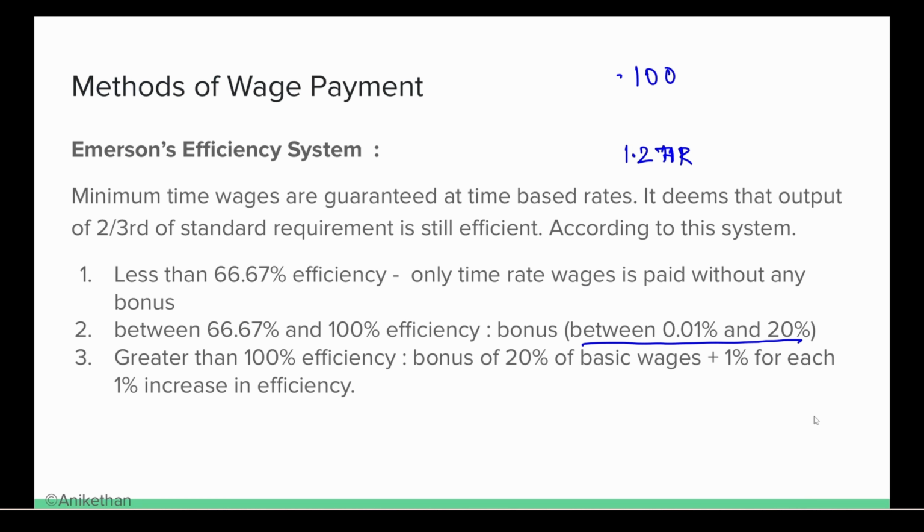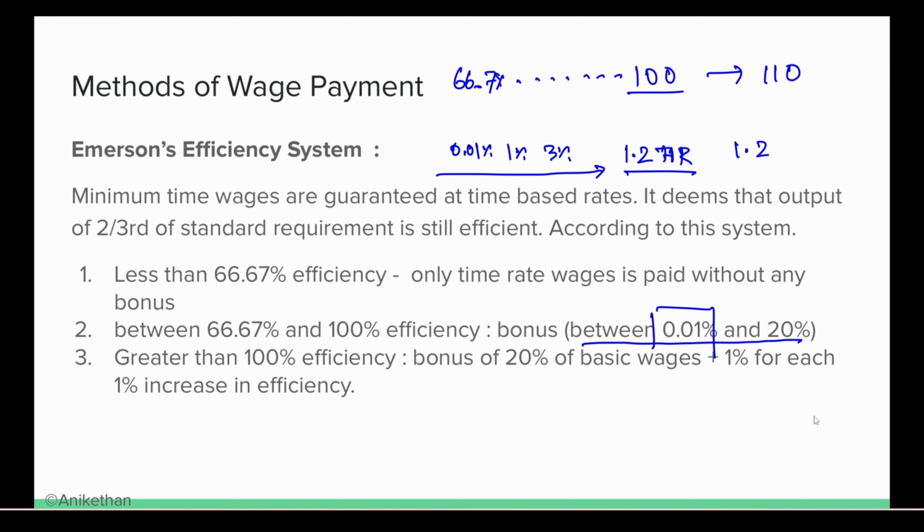If it is less, so as and when he is reducing his output starting from 66.7%, he will be paid a guaranteed wage plus a bonus starting with 0.01%. So 0.01%, 1%, 3%, like this. It will increase till he reaches the standard. And if it's greater than 100, bonus of 20% of basic wage plus 1% for each 1% increase in the efficiency. That means if he is at 110, he is already getting this 1.2, that is 20% plus another 10%. So this is how Emerson efficiency system calculates.